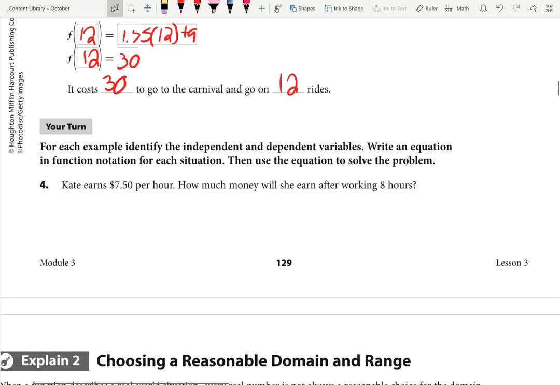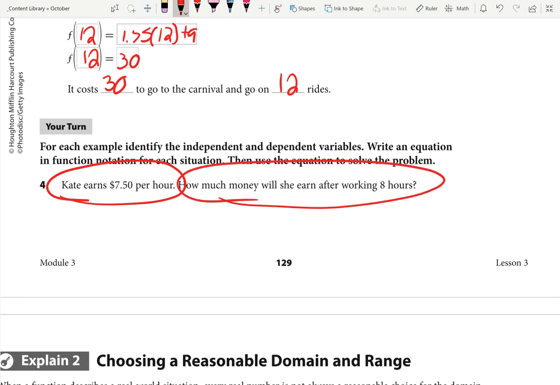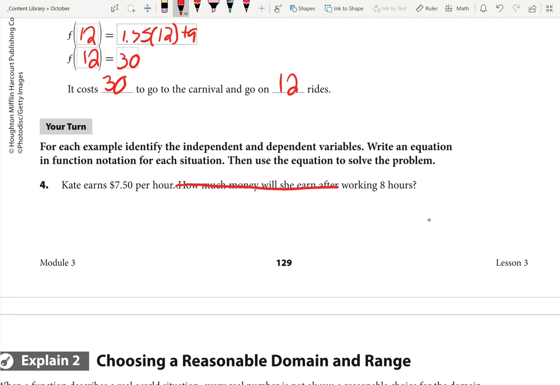And last but not least, number 4, Kate earns $7.50 per hour. How much money will she earn after working 8 hours? Now, this is really a part A and a part B. Part A is what we're going to write our function based off of, and then part B is us plugging into that function. So we're not actually going to focus our attention on this at all until we get to that part B, until we've already written our function. But first, I want to identify the independent and dependent variables based solely on this. And then I'm going to write a function in function notation for this. So independent variable and dependent variable.